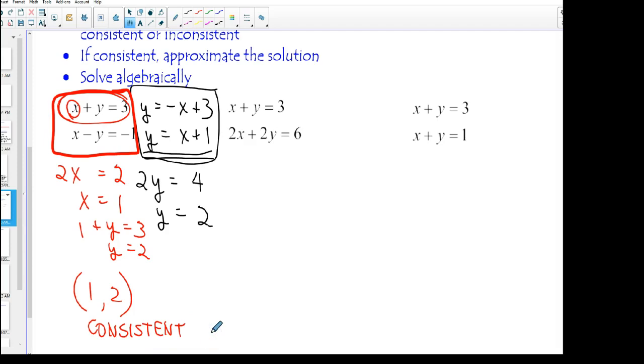And the fact that the system only has one solution makes it an independent system as well. So we would categorize it as consistent, independent. Okay, let's work this next one together, and then I'll let you do the third one by yourself.